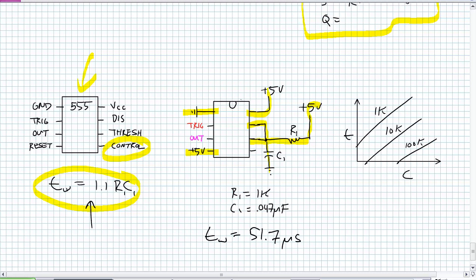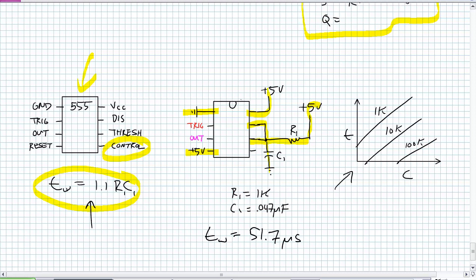The question sometimes remains: okay, I want to have a 50 millisecond pulse. How do I do that? Well, in the data sheet of the 555, there are graphs like this, and I'm actually kind of doing this from memory. I don't know if it's T on the left or C on the left, or T on the bottom or C on the bottom. Let's just say for this example, T is on the left, the vertical axis, and C is on the bottom axis.